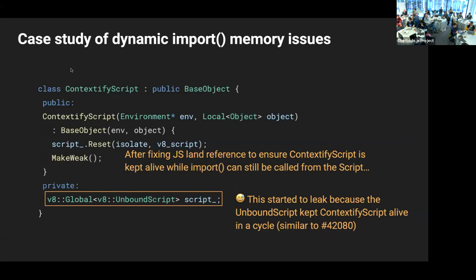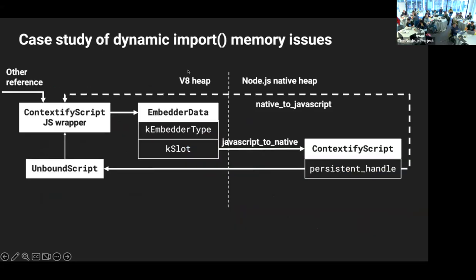So I actually refactored the JavaScript land a bit to make sure that it's kept alive. And then it starts leaking, because now you actually properly keep it alive and there's a leak. The leak is coming because the ContextifyScript also has a global handle to a V8 object called UnboundScript. That's just a conceptual JavaScript script. And this starts to leak because we have no proper way to tell V8 to clean this global handle up. We do have a weak callback, but it's not actually doing anything.